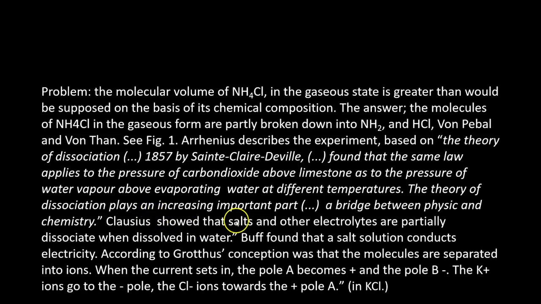Clausius showed that salts and other electrolytes are partially dissociated when dissolved in water. Salt solution conducts electricity, and according to Grotthuss's conception the molecules are separated into ions. When the current sets in, the pole A becomes plus and the pole B becomes minus. So the K plus, potassium, ions go to the minus pole, while the chlorine minus ions go to the other pole.